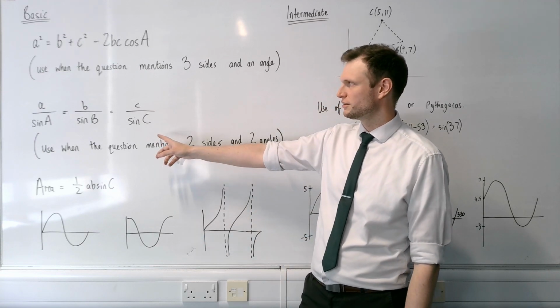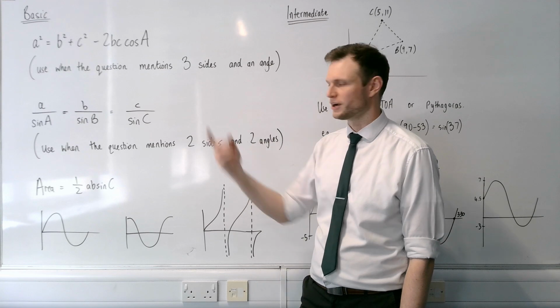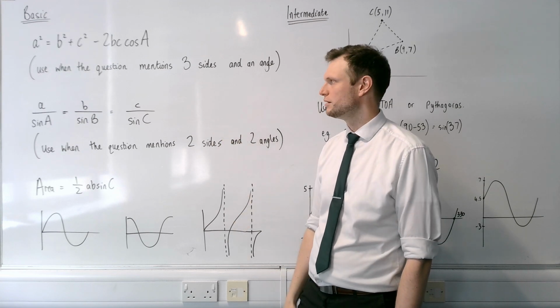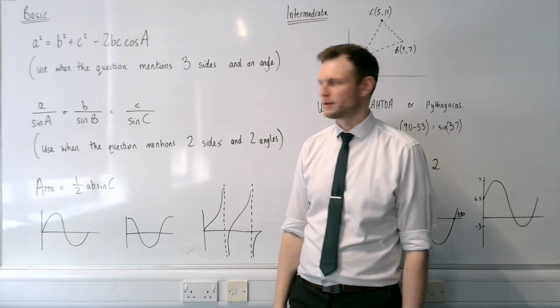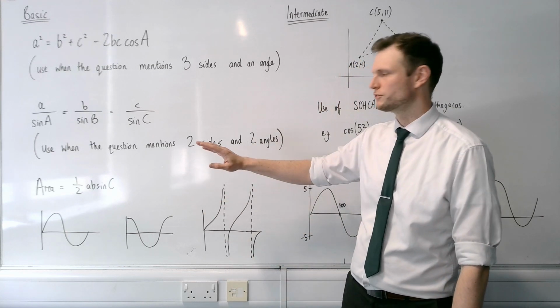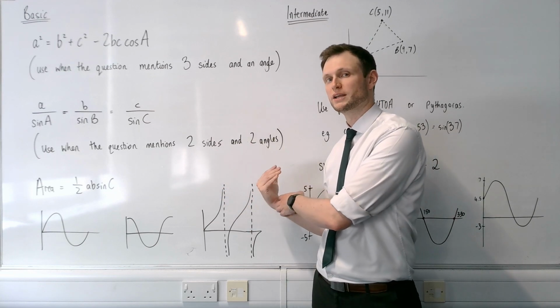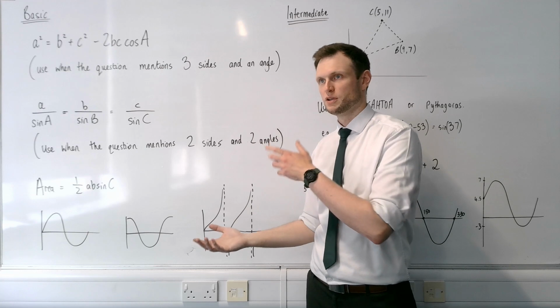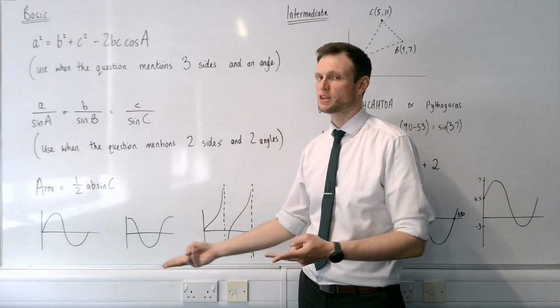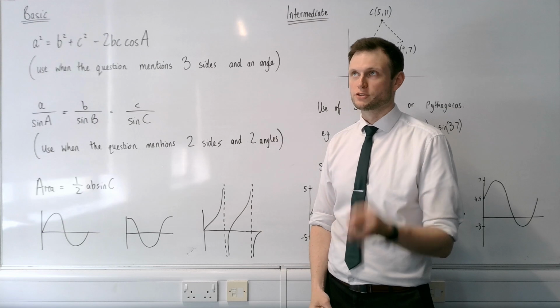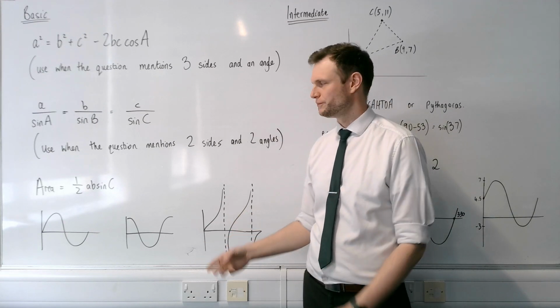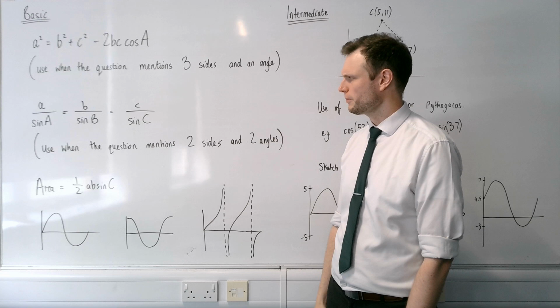Same thing with this, you can flip this upside down as well, so sine A over A or sine B over B, depending on which way you're using it. But you use that when you've got two sides and two angles in a question. Again, you could be working out a side, you could be working out an angle, but if you've got, say, two sides and one angle and you want another angle, or you've got two angles and one side and you want another side, the sine rule.